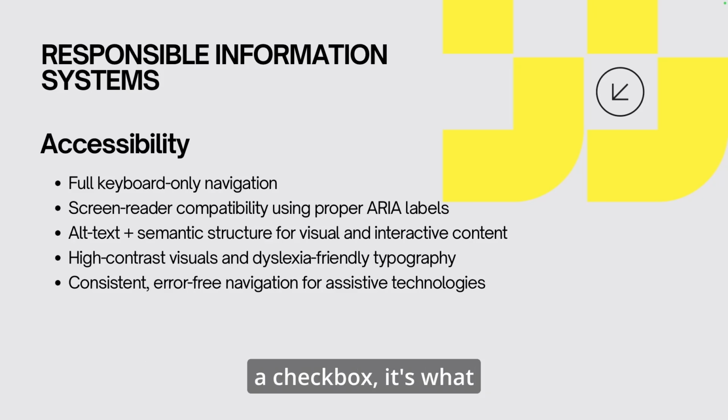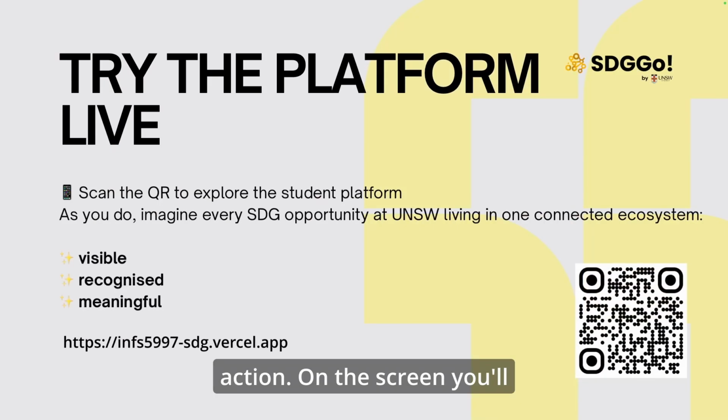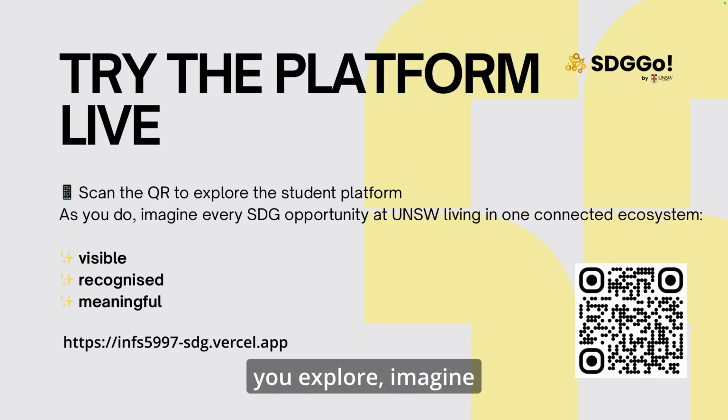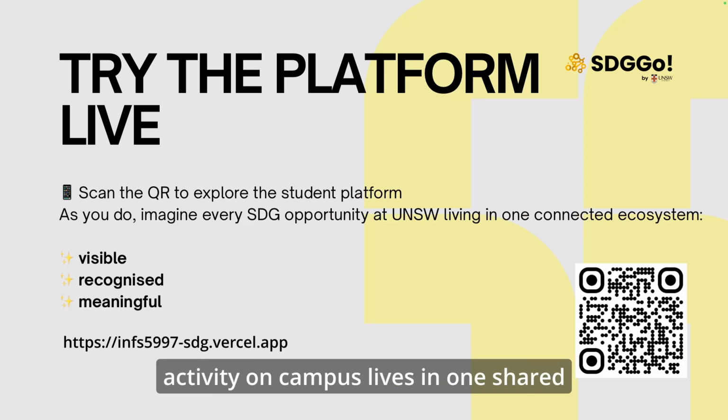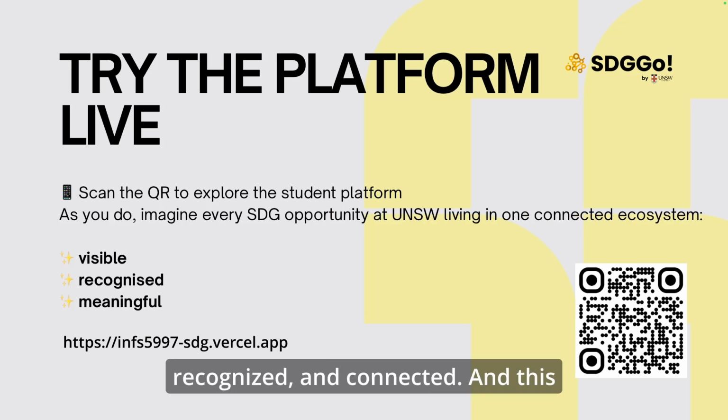Accessibility isn't a checkbox, it's what ensures every student can participate, and that's critical for a university committed to equity, diversity, and inclusion. And now, it's time to see it in action. On the screen, you'll see a QR code. Feel free to scan it to try the platform live. And as you explore, imagine what happens once every SDG activity on campus lives in one shared place. Visible, recognized, and connected. And this is how we turn engagement into impact.